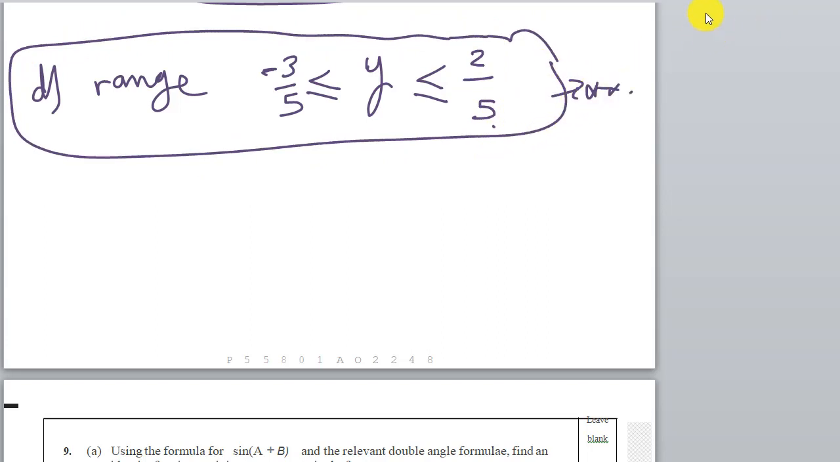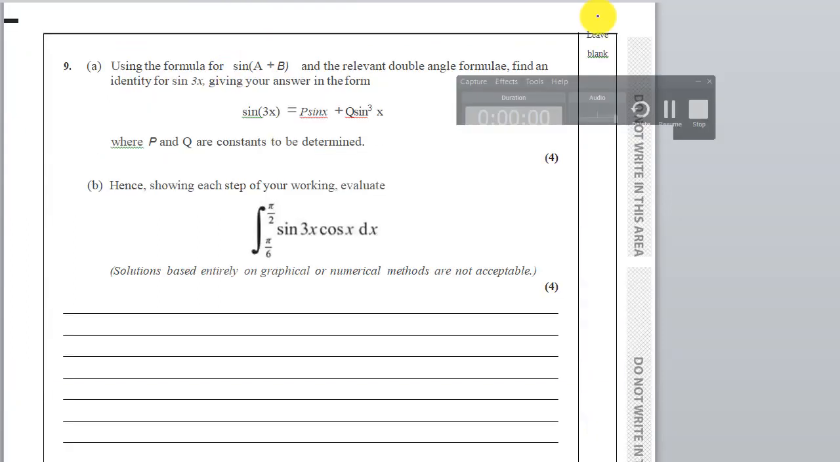Okay, let us go ahead to another question. Using the formula for sine A plus B and the relevant double angle formula, find an identity for sine 3x, giving your answer in the form sine 3x is equal to p sine x plus q sine cubed x. To start to solve this question, we need to use all the formulas that we know. So this is part A.